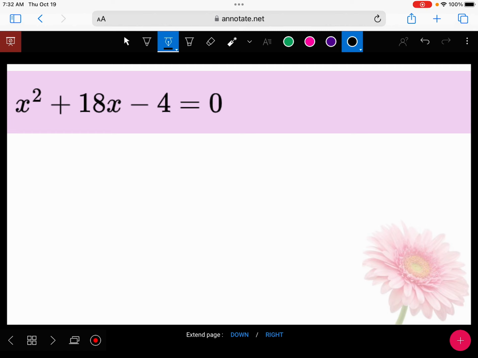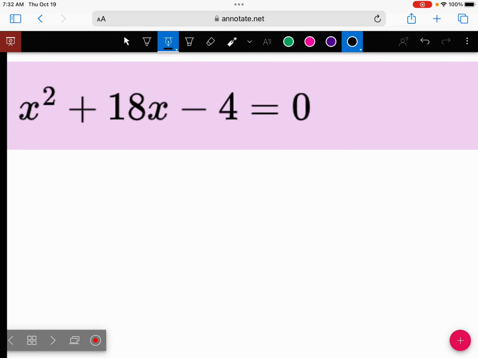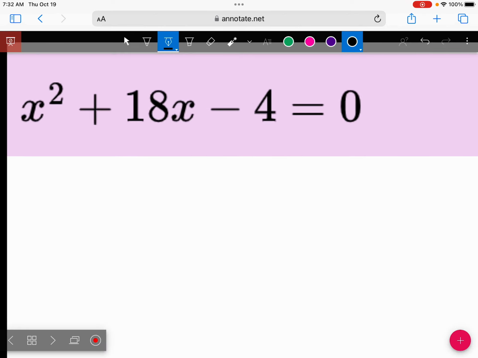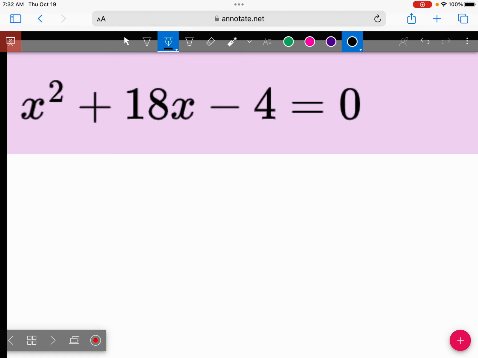So we're going to have an equation like this, and it'll say solve by completing the square or by vertex form. What that means is I'm going to scoot the 4 to the other side and ignore it for a hot minute. So I'm going to take my x squared plus 18x. I'm going to leave a gap. That's going to equal, if I add 4 to both sides, 4 on this side.